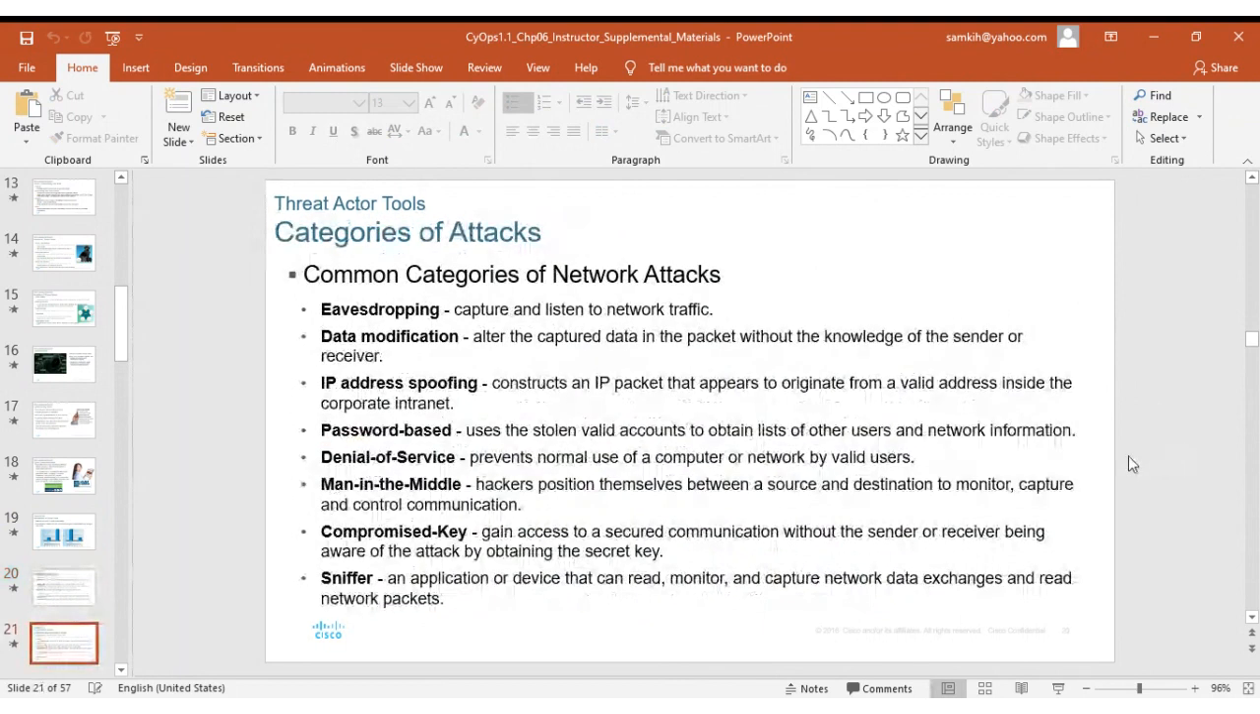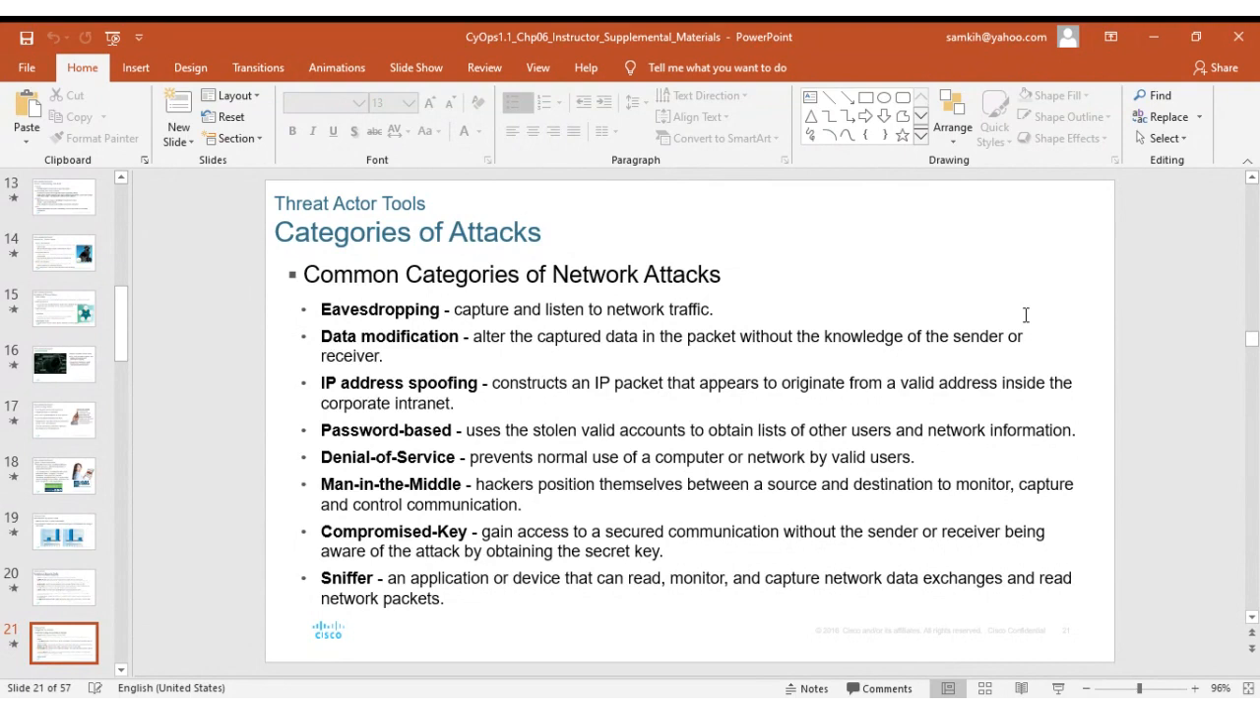So, common categories of network attacks. We have the following categories. Eavesdropping. I believe you know what eavesdropping is. It is listening to a communication channel and tapping what is in transit between devices, so they capture and listen to network traffic. We have others which do data modification, which can change a packet and then send the packet which has already been changed.